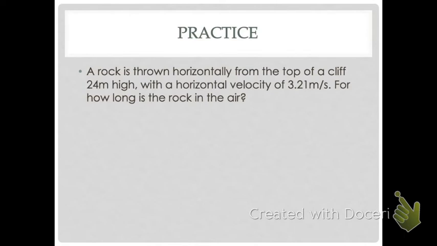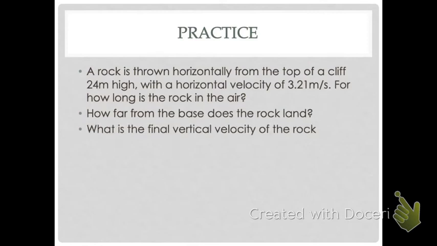A rock's thrown horizontally from the top of a cliff that's 24 meters high with a horizontal velocity of 3.21 meters per second. How long is the rock in the air? Oh, it wants us to answer a lot of different questions. It asks us, how long is the rock in the air? How far from the base does it land? And what's the final vertical velocity of the rock?